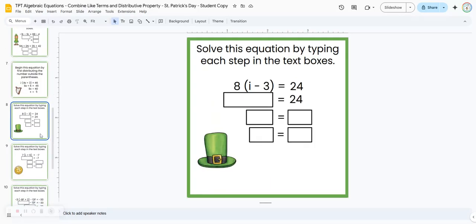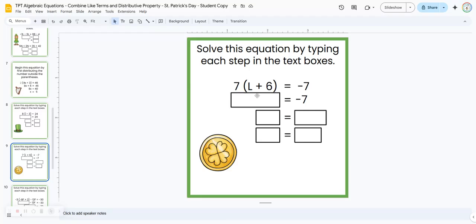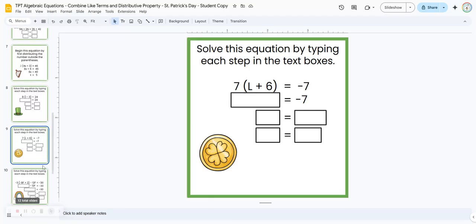So they're going to be doing this on the next couple slides. Here distributing the 8 and solving for the variable. Here we're distributing the 7 and then solving for the variable.